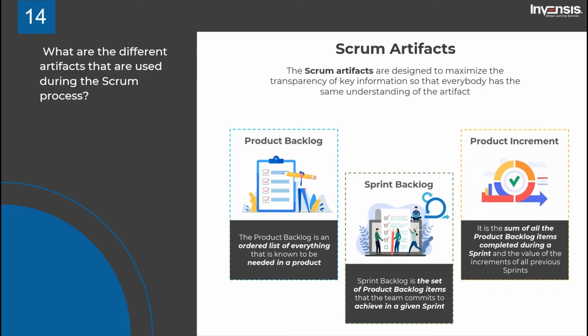Product increment. Product increment is the sum of all the product backlog items completed during a sprint and the value of the increments of all previous sprints. Basically, it is a step towards a vision or a goal.